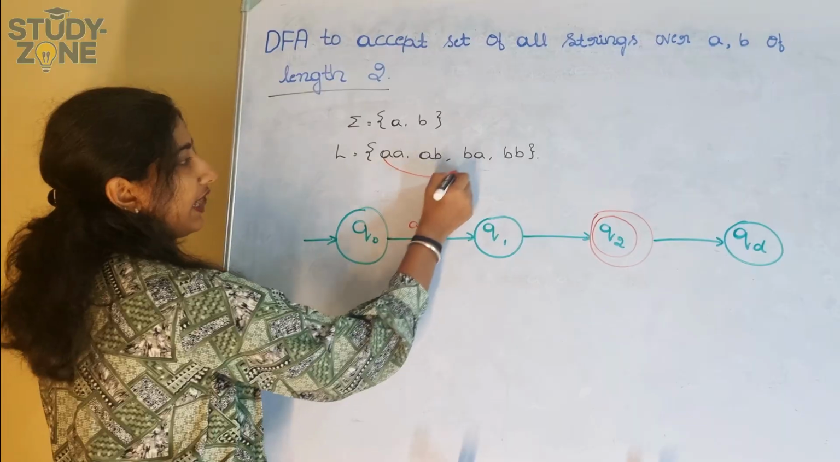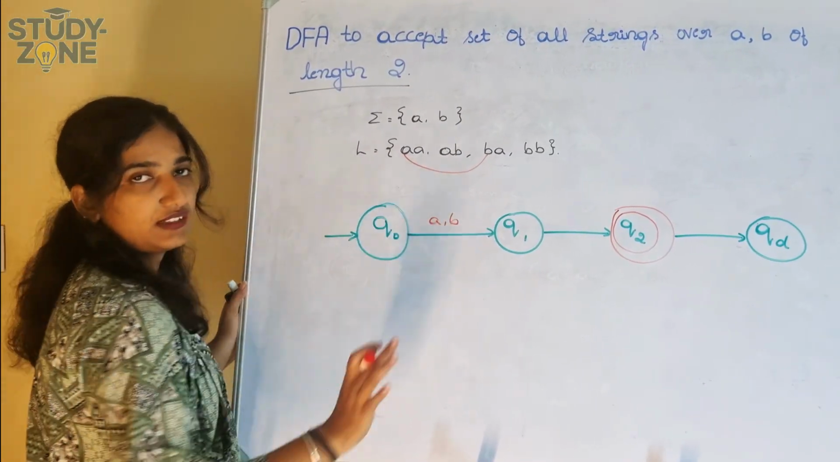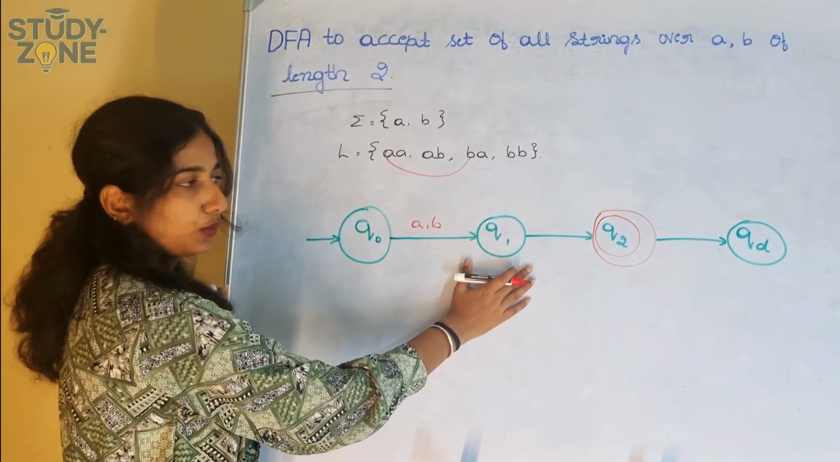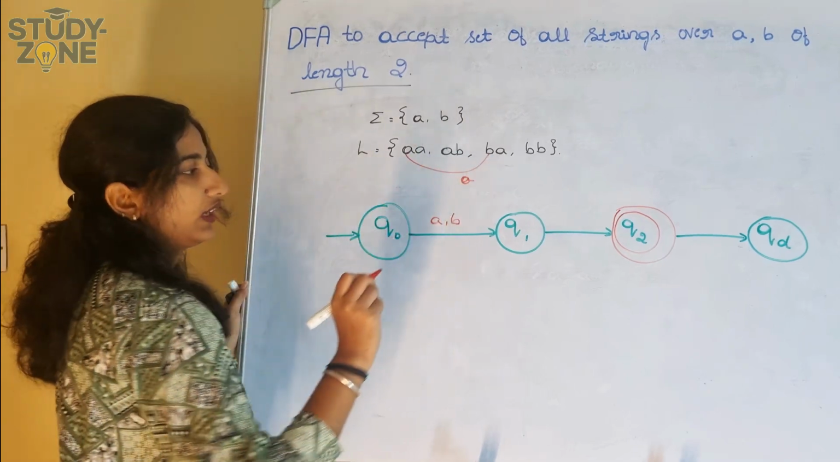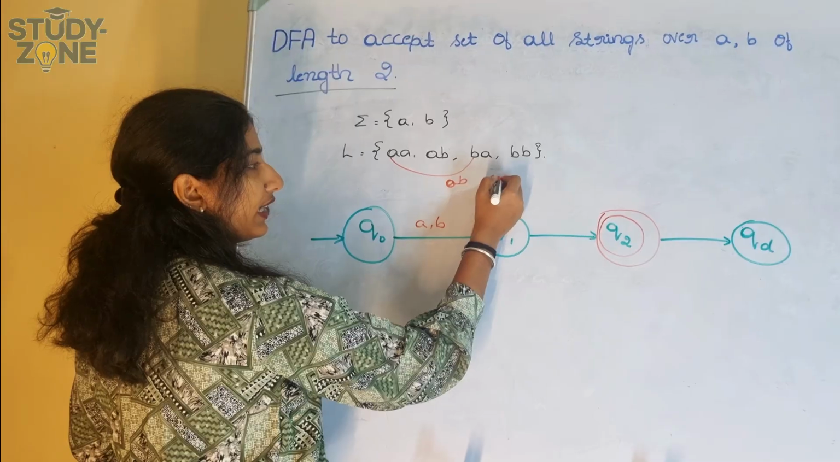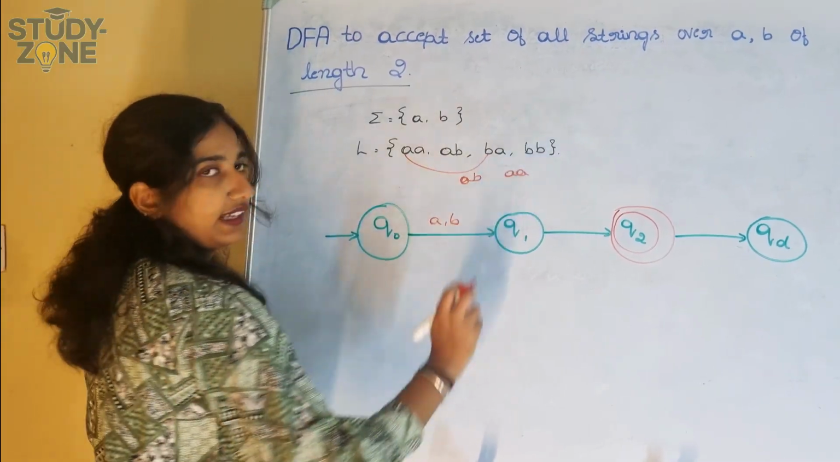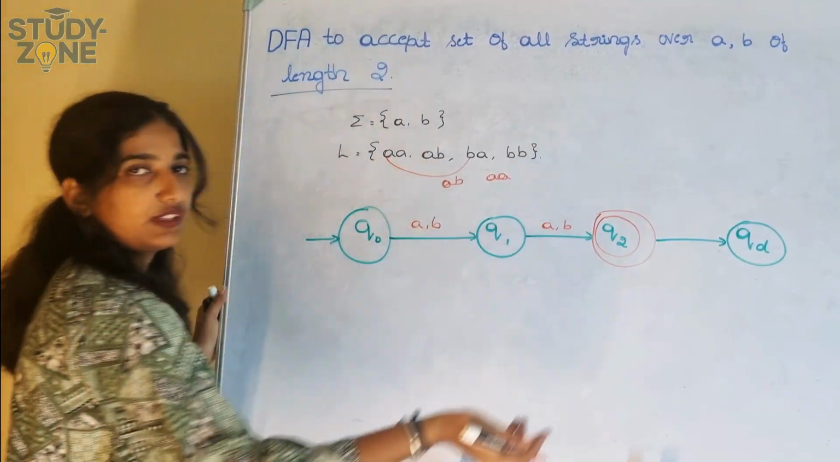Which means I can have A or B, anything. So I can read A or B, anything, to move to the next state, that is Q1. So here let's take, we have already read A. Now I can have again anything, right? Because I can have B also, I can have A also. Both are correct. So here also on A or B, I am moving to the next state.